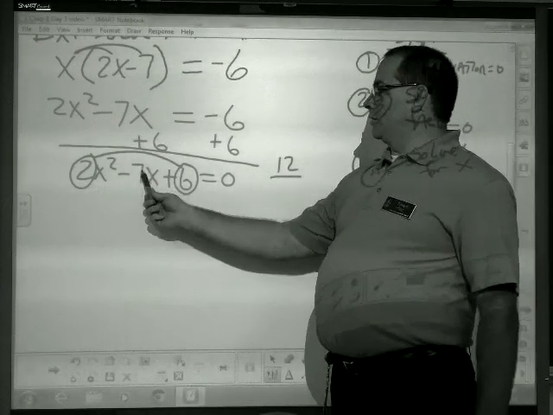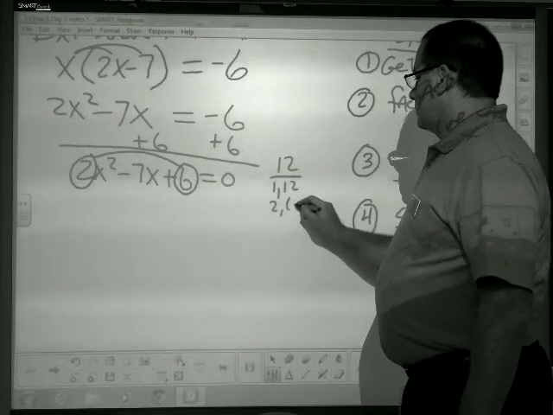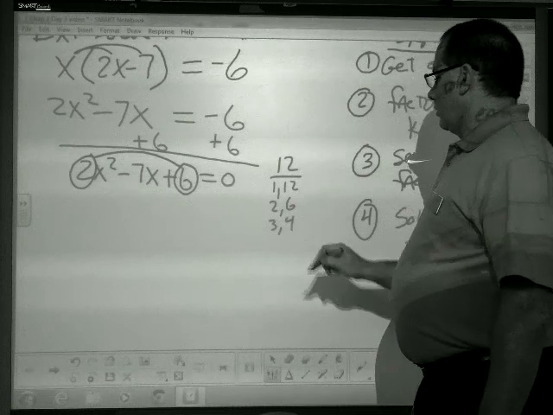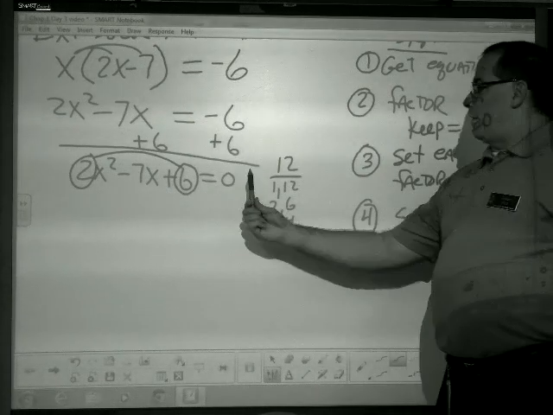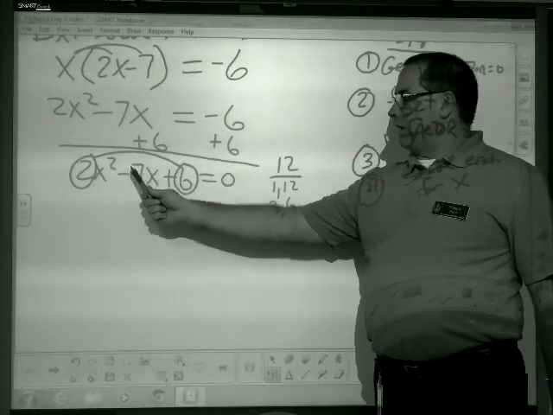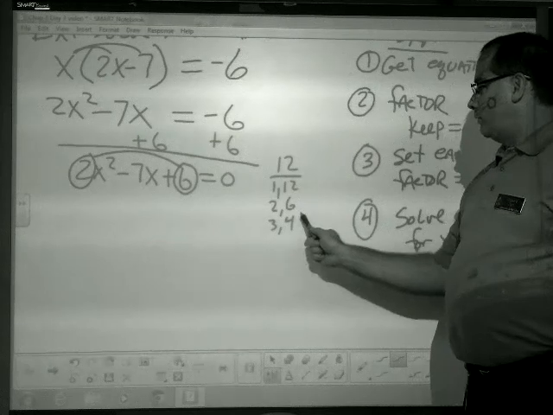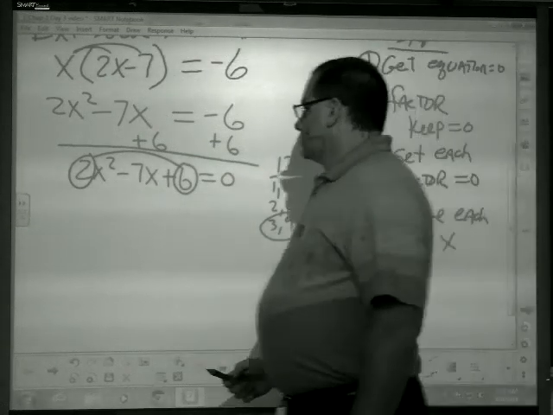Now, even before I think of the 7, I want factors of 12. So 1 and 12, 2 and 6, 3 and 4. Okay? I want factors of 12 now that add to 7. I don't care if it's positive or negative yet. I just want them to add up to 7. 3 and 4 do. Okay, so here we go.